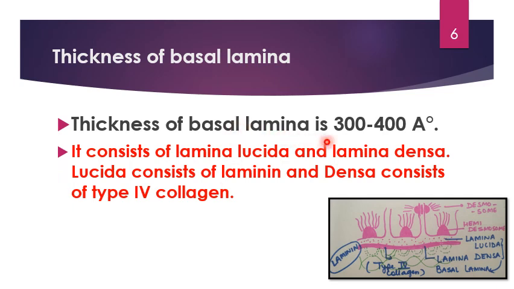Thickness of basal lamina is 300 to 400 angstrom. It consists of lamina lucida and lamina densa. Lucida is the light one, towards the epithelium, and densa is the dark one. This is an ultramicroscopic feature. Lucida contains laminin and densa contains type 4 collagen. In the internal basal lamina, lamina densa does not contain type 4 collagen.